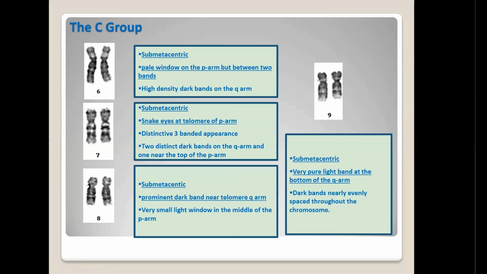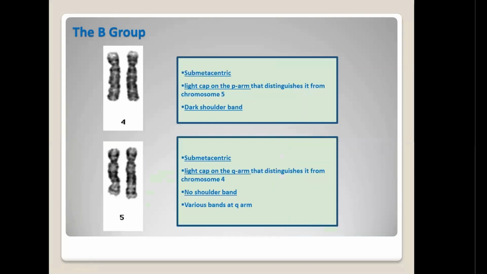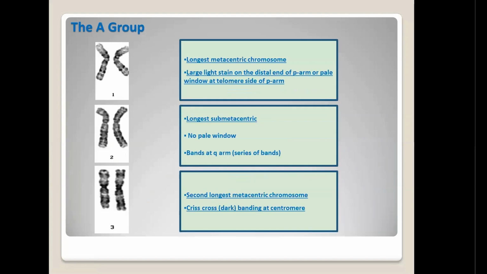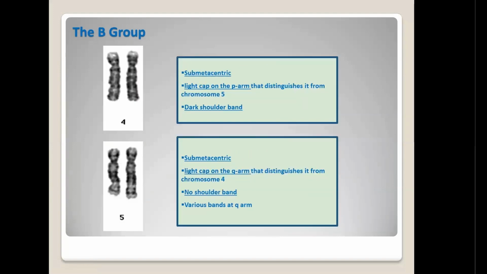Then comes group C. It includes chromosomes 6 to 12. All chromosomes of this group are submetacentric. So the first chromosome is chromosome 6. If we see, there is a pale window on the P arm between two bands. Unlike chromosomes 1, 4, and 5, this pale window is not terminal. We can see in chromosomes 1, 4, and 5, the pale window was terminal.